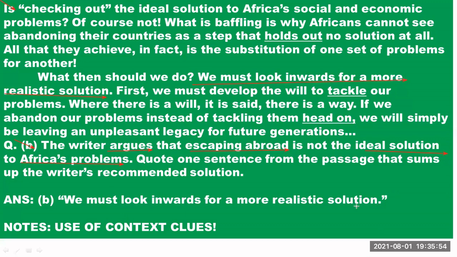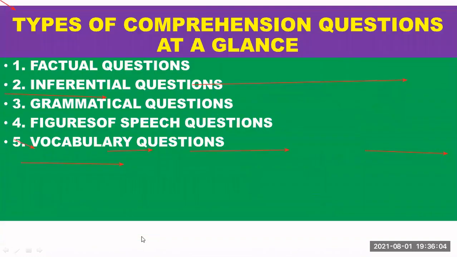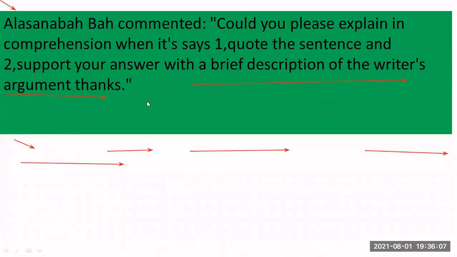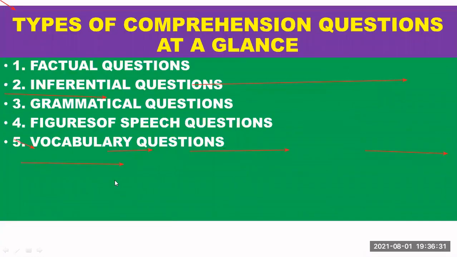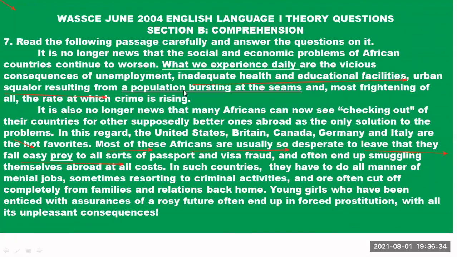Then, of course, if you are asked to give some description, let's look at the second aspect of what Alassana Ba has actually asked. That is, support your answer with a brief description of the writer's argument. Well, if you are asked to support your answer with a brief description of the writer's argument, all you need to do is to simply put a brief description. That's exactly what you are asked to do.